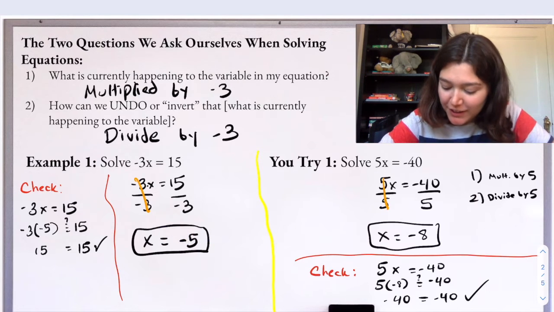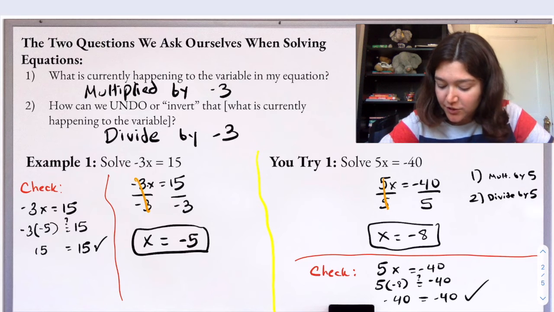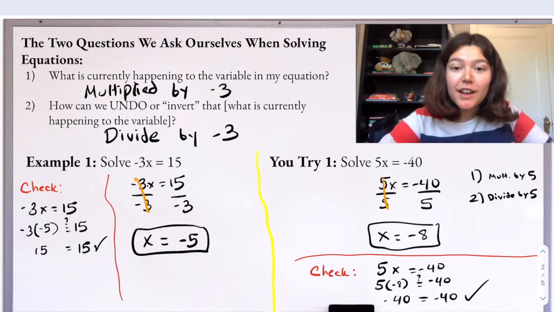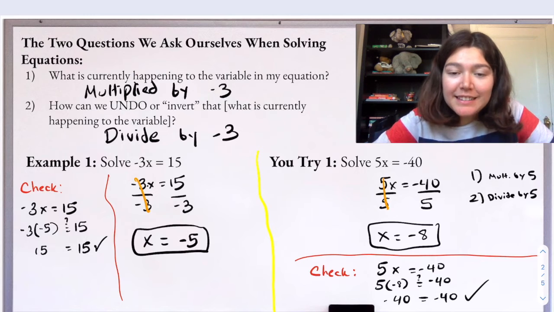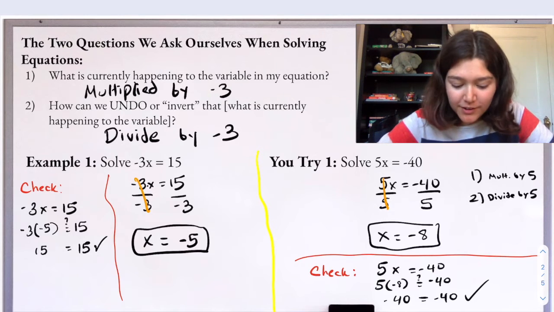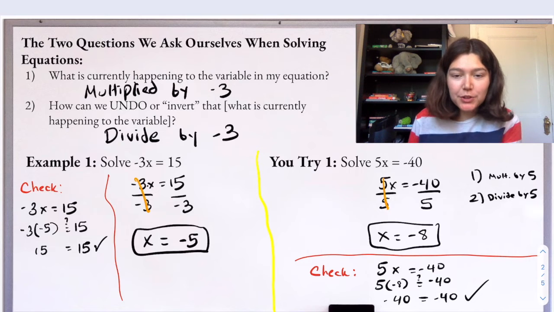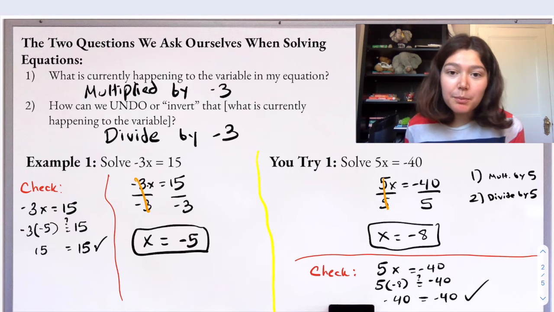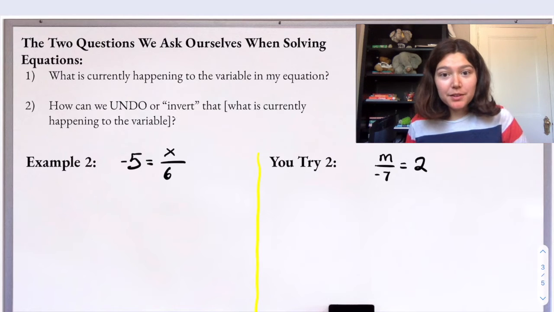Awesome work. So you should have gotten x equals negative 8. 5 times negative 8 is negative 40. So I get negative 40 equals negative 40. That is the correct solution. I have a value of x that makes the equation true. All right, awesome. Okay, so that's a situation where what was happening in our equation was our variable was getting multiplied by some number. Now we'll check out what happens when our variable is getting divided by some number.